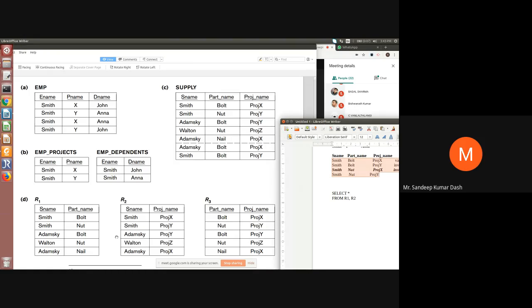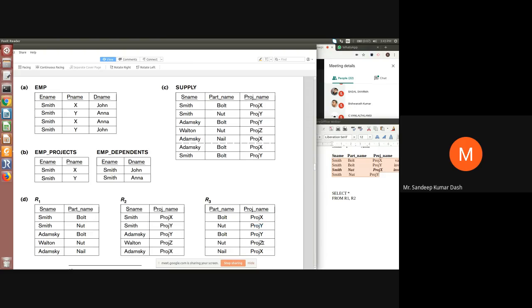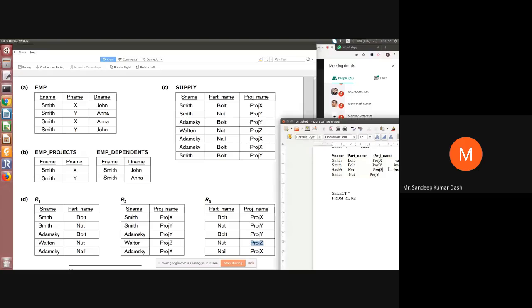But Smith not project X will be obtained from nowhere, because not is not present with project X, not is present with project Y and project Z. So this particular row you will not get in the R1, R2, R3 natural join.